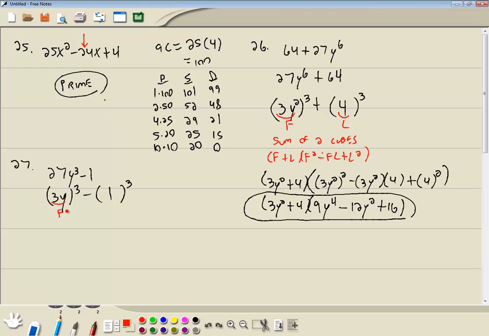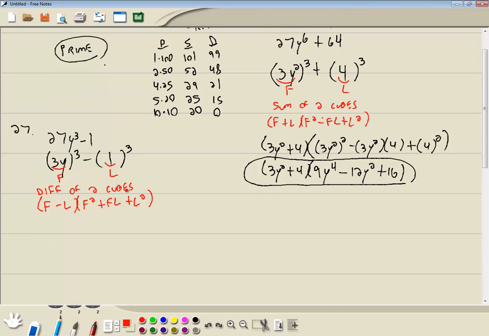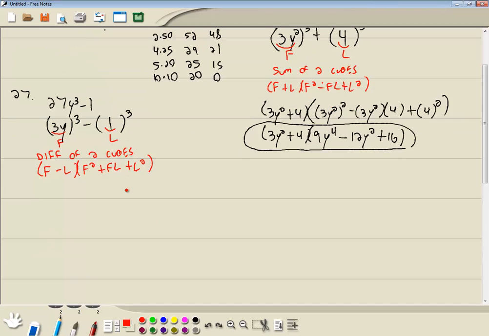I'm going to label what's inside the first set of parentheses F for first. I'll label this as L for last. The formula for difference of two cubes: we got F minus L, then F squared plus FL plus L squared. Now everywhere I have an F in my formula, I'll plug in 3y. Everywhere I have an L in my formula, I'll plug in 1.